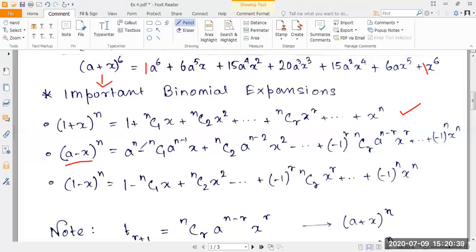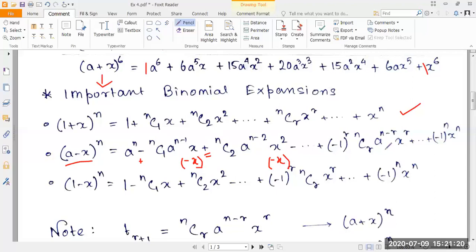What we initially had is a^n plus nC1 a^(n-1) into minus x. That minus comes out, which gives me the second term of the expansion. For the next term, this x was to be replaced by minus x, so we get the third term as nC2 a^(n-2) (-x)². (-x)² essentially gives me x². So the third term is preceded by the positive sign.